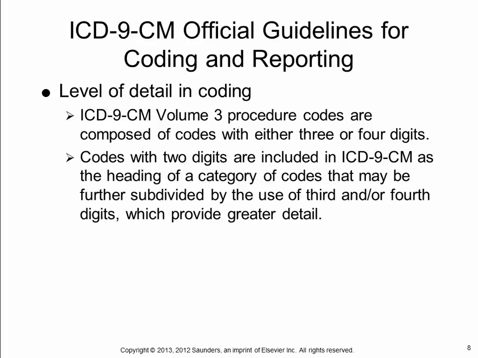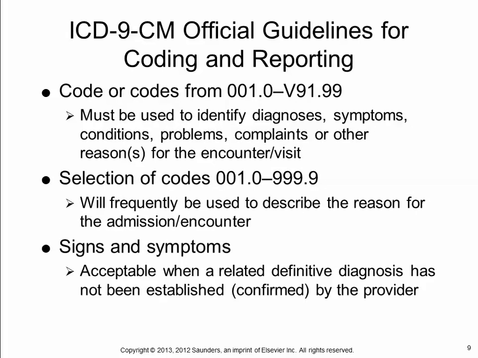ICD-9 Volume 3, which are the procedure codes, have 3 or 4 digits. You will never have a 2-digit procedure code. Okay? You must always have either a 3rd and or a 4th digit. Okay? So if you look up code 55.5, that is not valid. If you look up code 55.53, that one is valid. Okay?